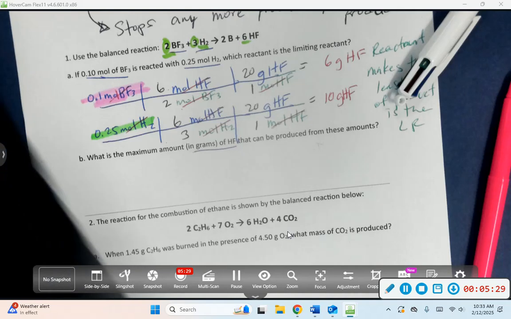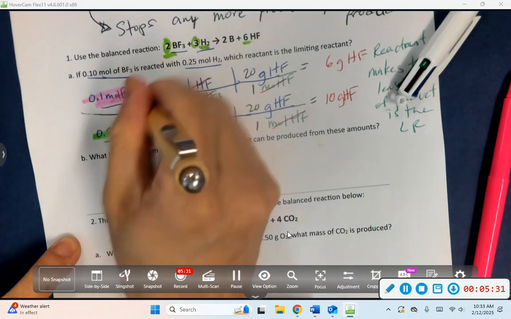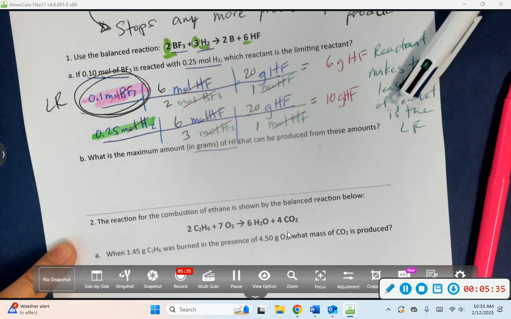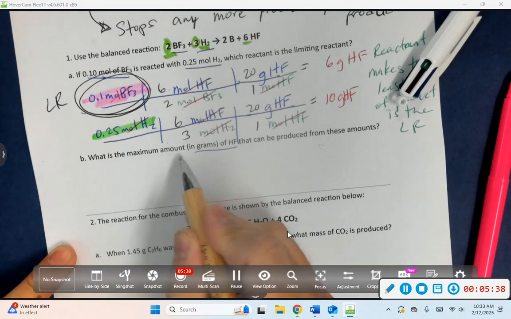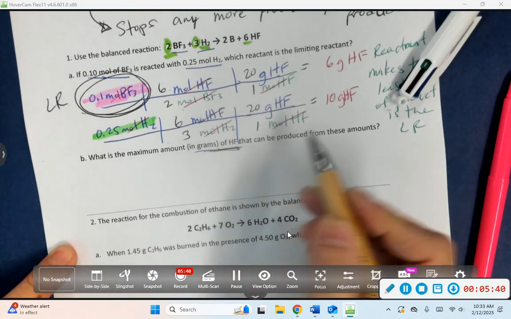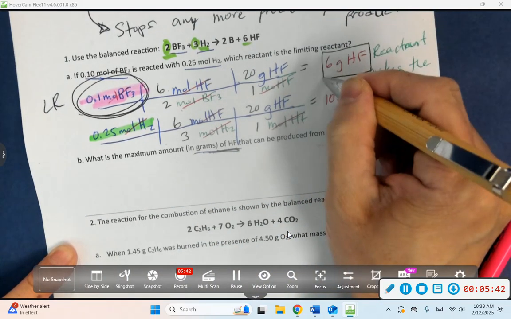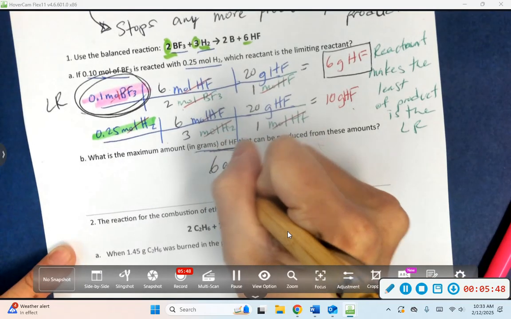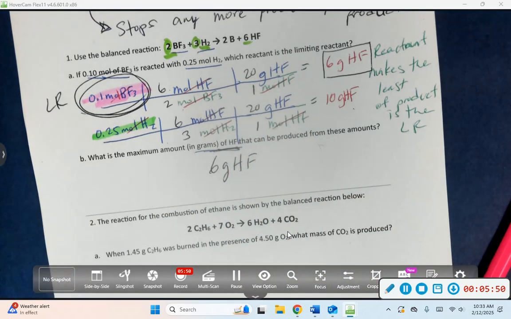Boron fluoride. Let me see, I'm trying to get different colors here. So boron, that is your limiting reactant. Okay? And so it says, what is the maximum amount of grams of HF produced? So the amount that produced is 6. We don't have enough BF to make 10 grams of the bottom one. So it'll be just 6 grams of HF here. That is the most that we can make.